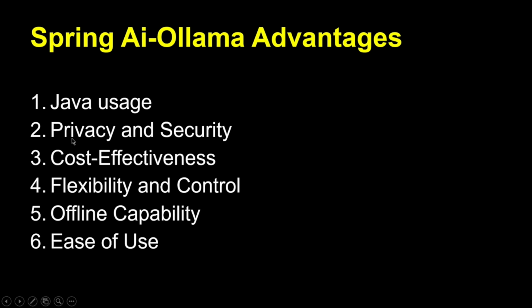The second benefit is that we are going to use Ollama, which is running locally. So you have full control over privacy and security because everything is local. So this is the second advantage. The third advantage is cost effectiveness. Because Ollama is running on your local machine, you don't need to pay any license cost. And the fourth benefit is flexibility to control.